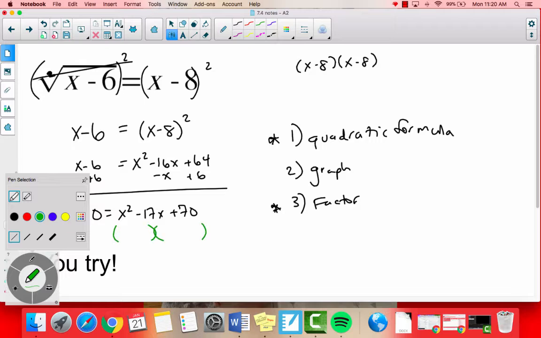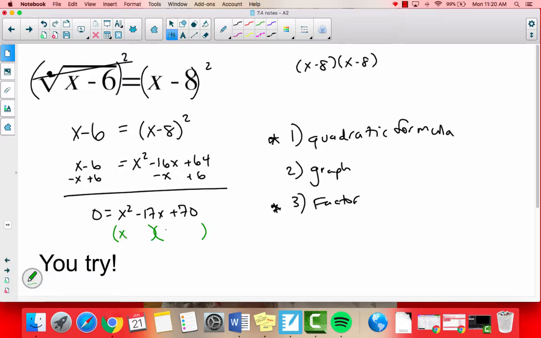So our factors for x would go x and x here, and our factors of 70, so we know 70 would be a 7 and a 10. They could add to get 17 and multiply to get 70. So we're going to have 7 and 10 there. And then we're just going to have to figure out our signs. They're both going to be negative. So there's the factored form, and now I can set each of these equal to 0.